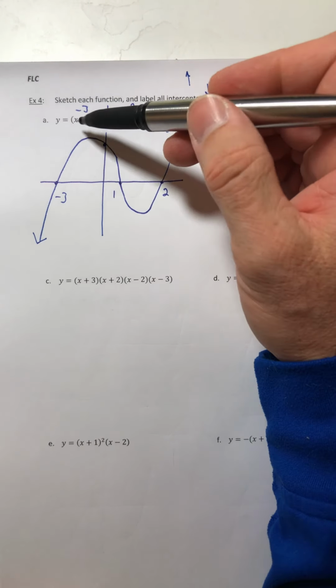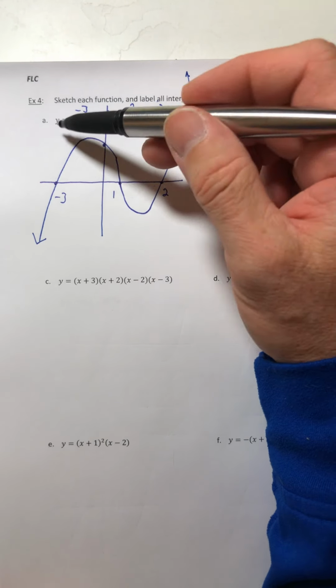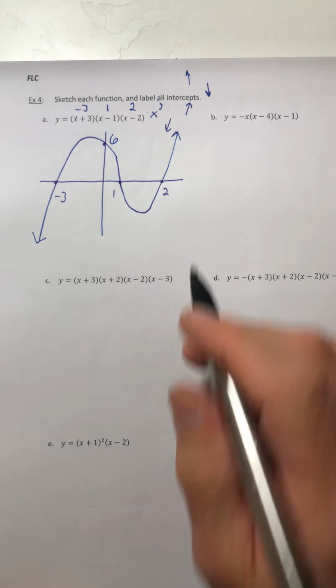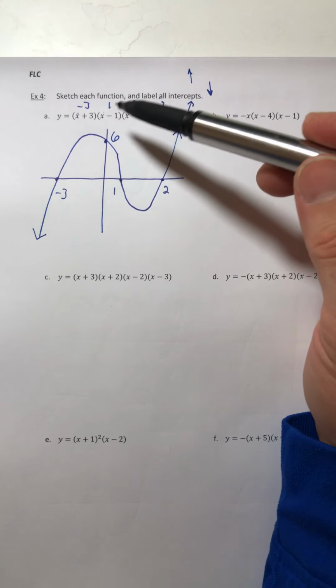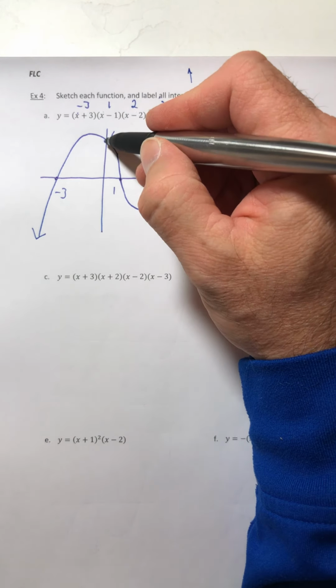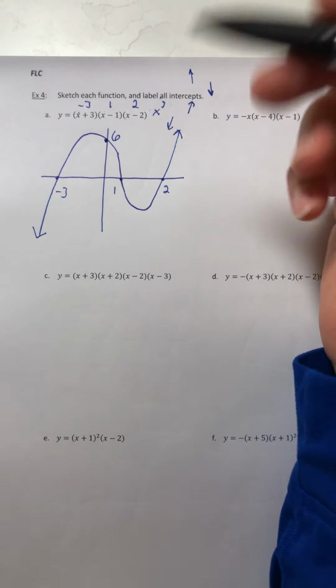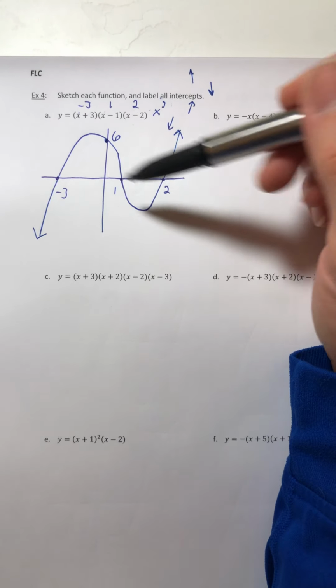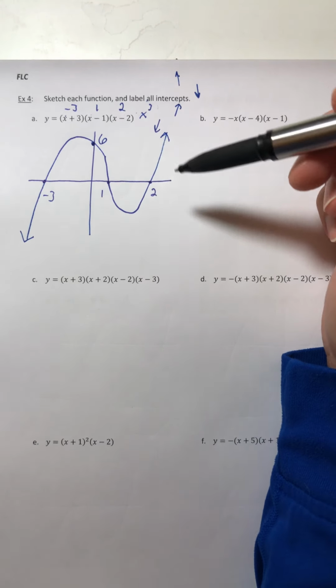Now it says to label all the intercepts, so that means I need a y-intercept. If you plugged in 0 for all of your x's and multiplied everything out, you would end up with a +6. Now clearly this is not drawn to scale, so please don't make your graphs to scale. As I said earlier, the same is going to be true with these. It's just a lot easier if you don't.